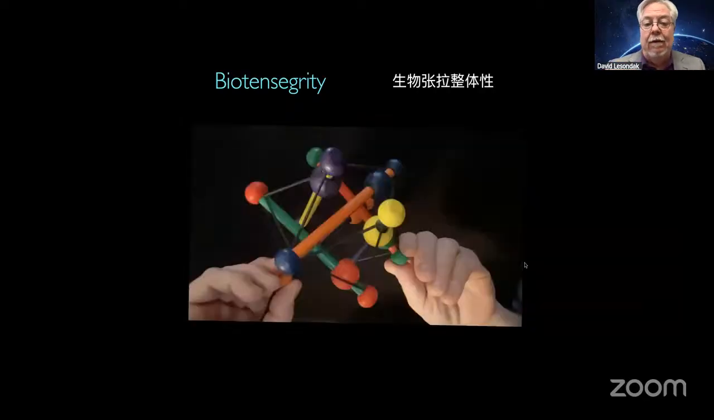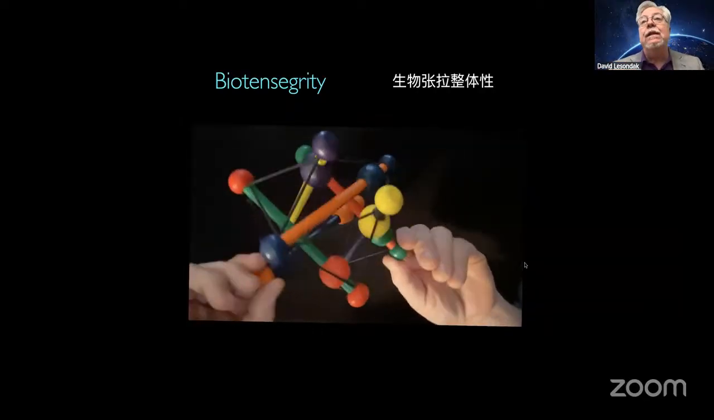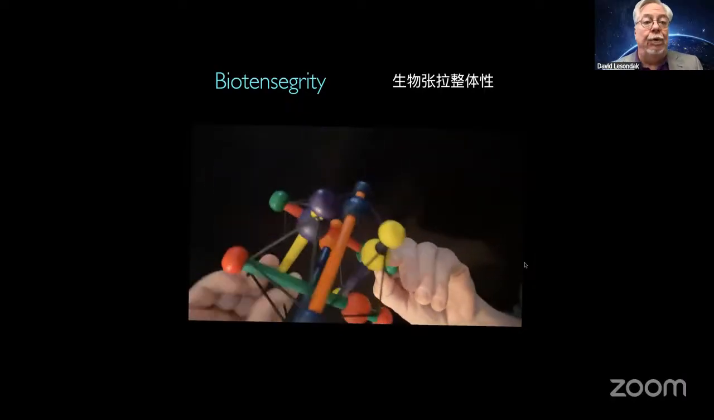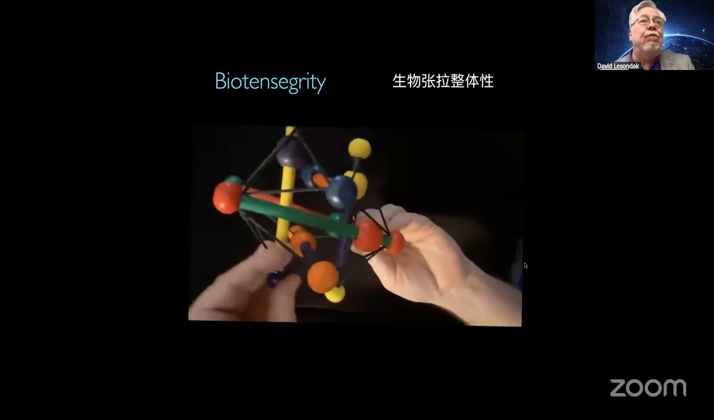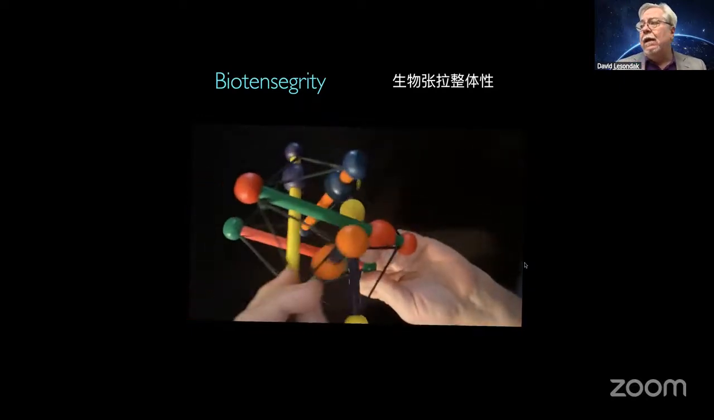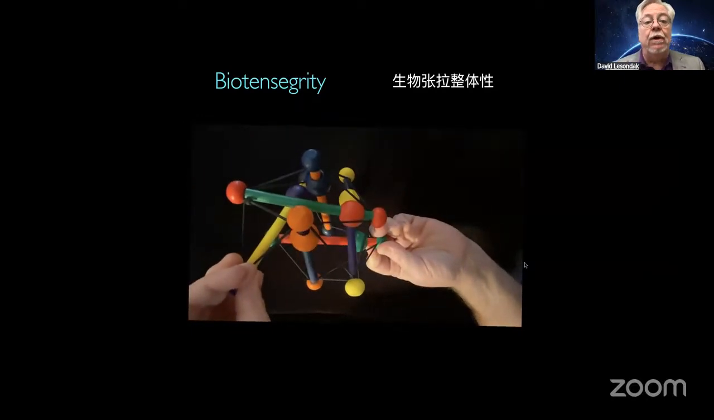And when you put bio in front of it, that takes this architectural idea of tensegrity and moves it into the biological world. So it is tensegrity, but biotensegrity refers to it specifically in organisms as opposed to architecture. Okay.